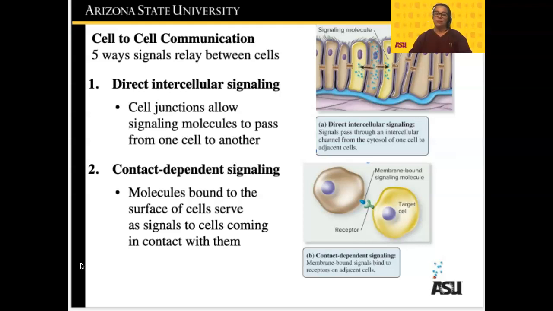The next style of communication is contact-dependent signaling. This type of communication requires the signaling cell and the receiving cell to come into contact with one another. Neurons use this type of communication to create their synapses between them so that they are close enough to transfer messages along their pathways.